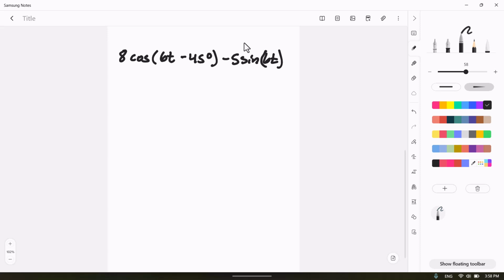Okay, so I can't directly combine the sine and cosine, so I need to get these to be all the same in some way or another. So what I can do is say that this one is 8 angle negative 45.